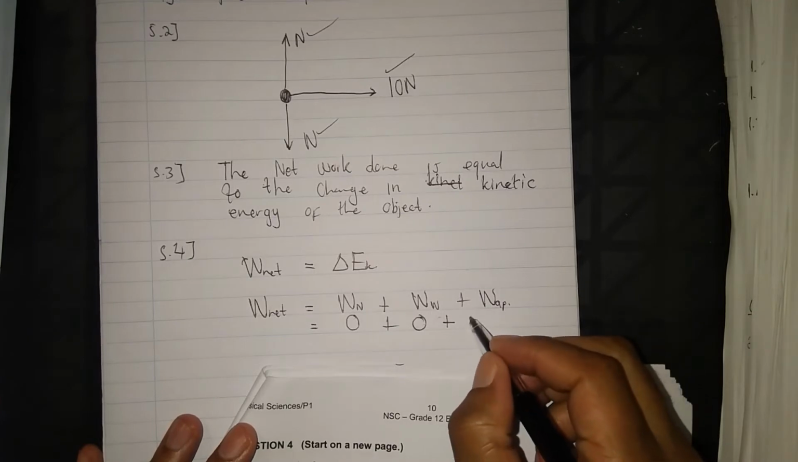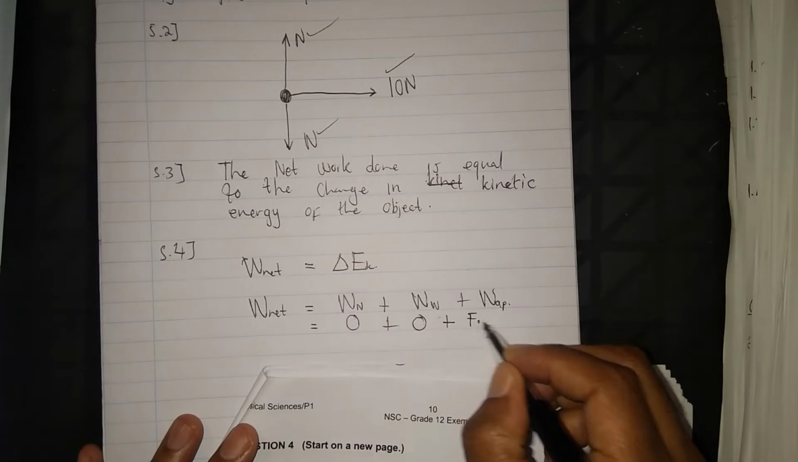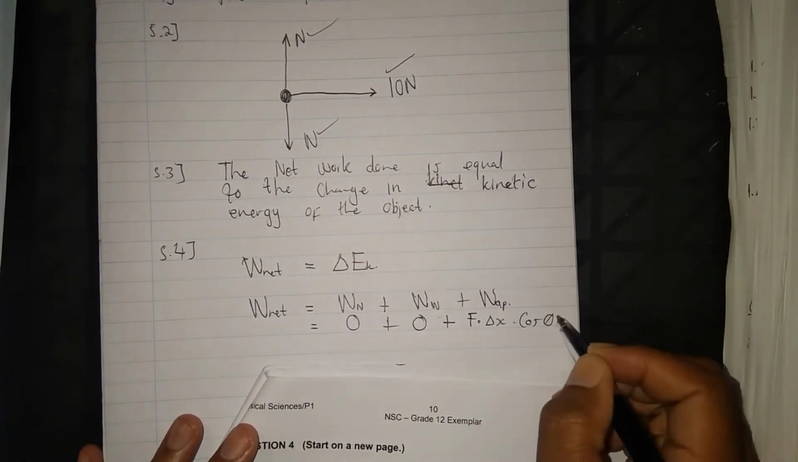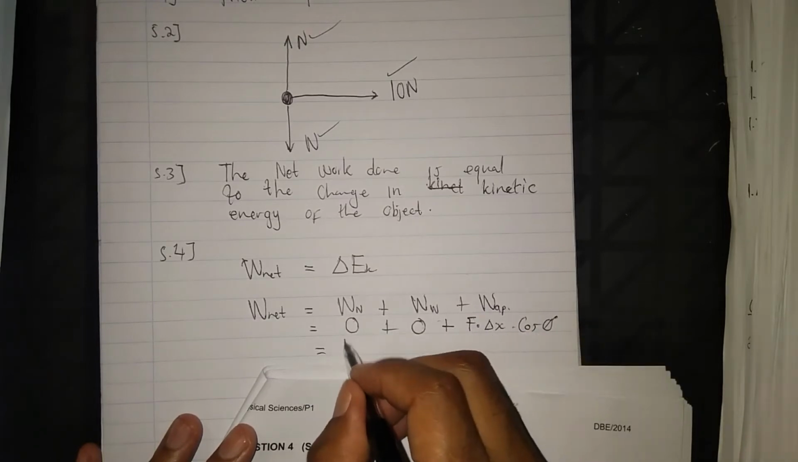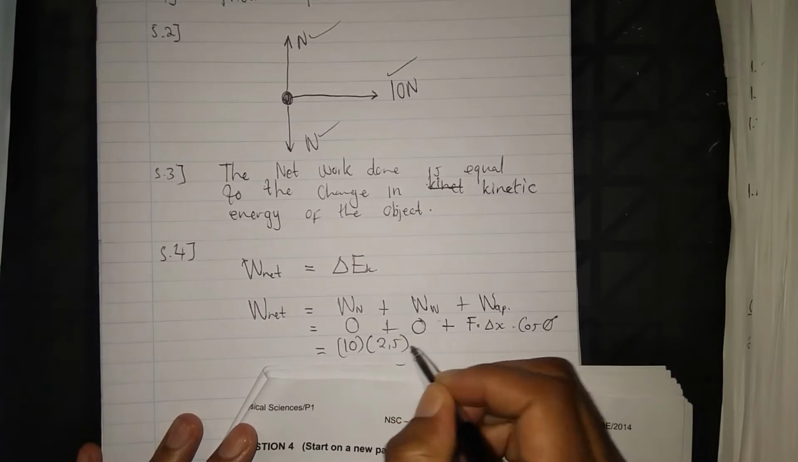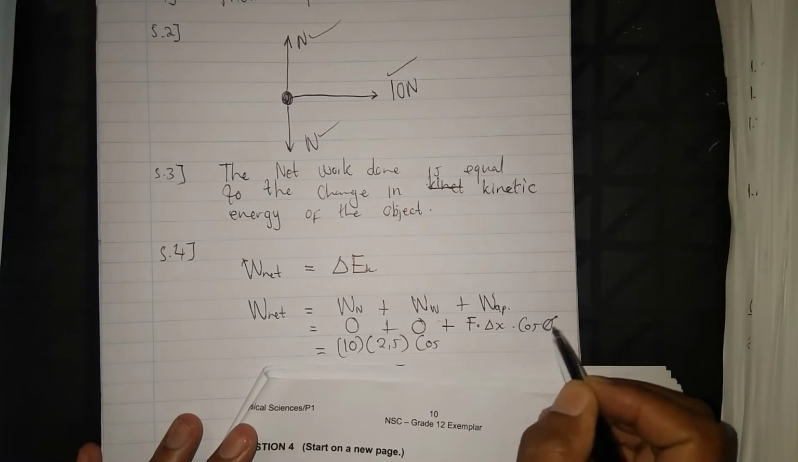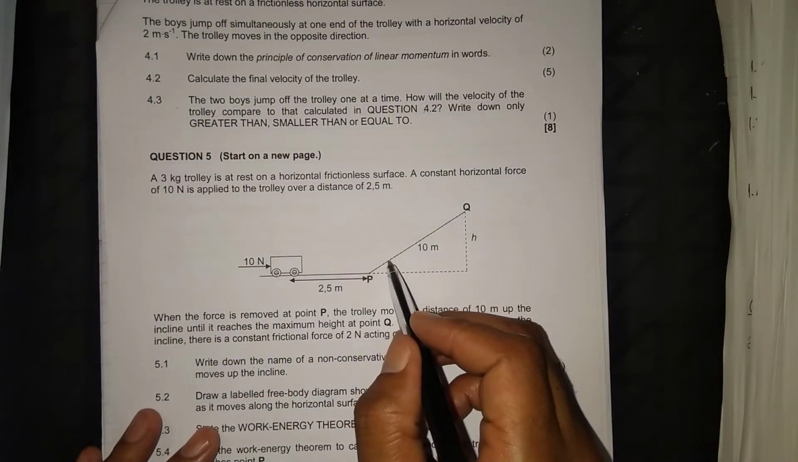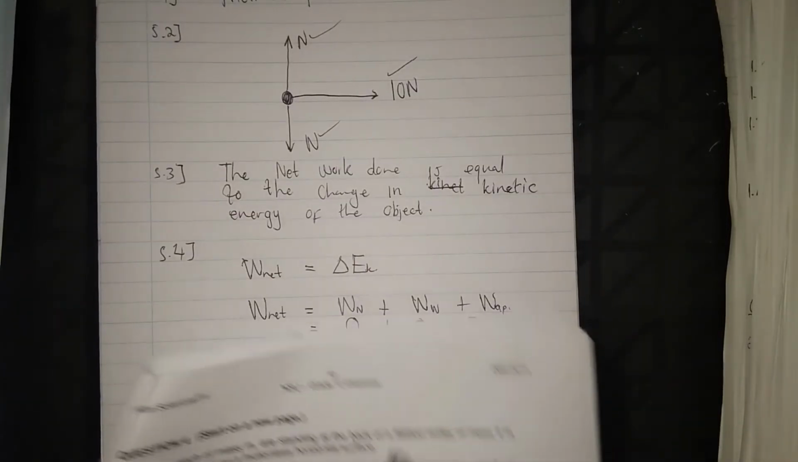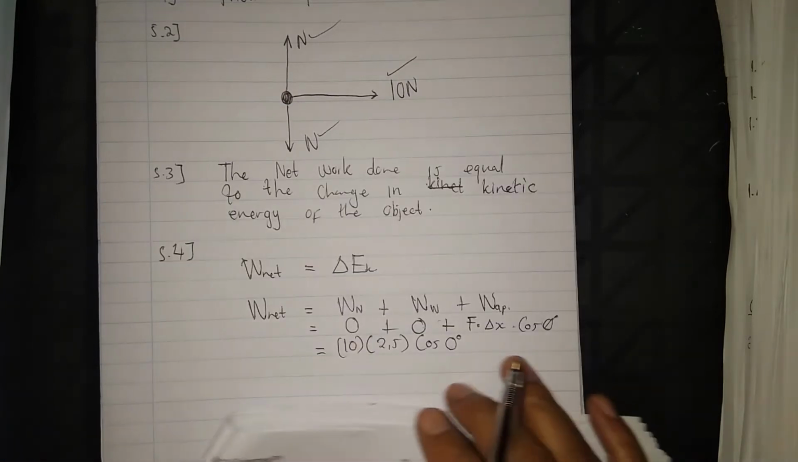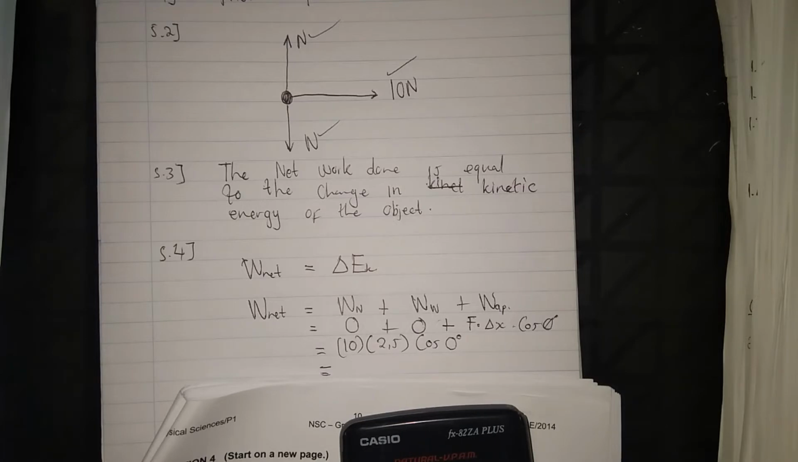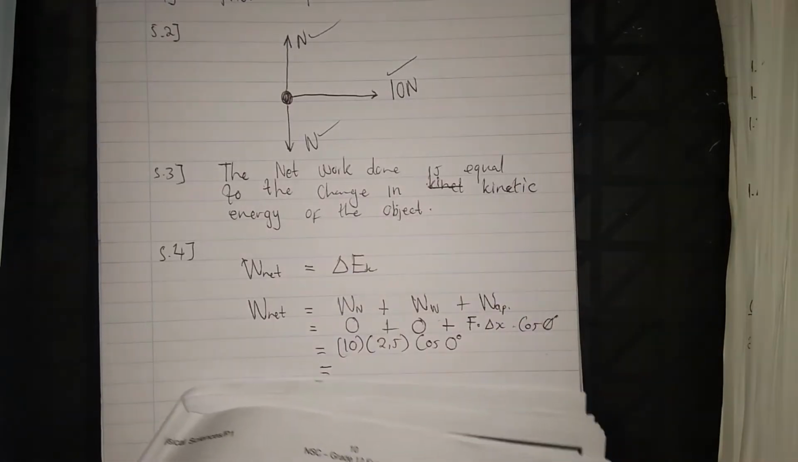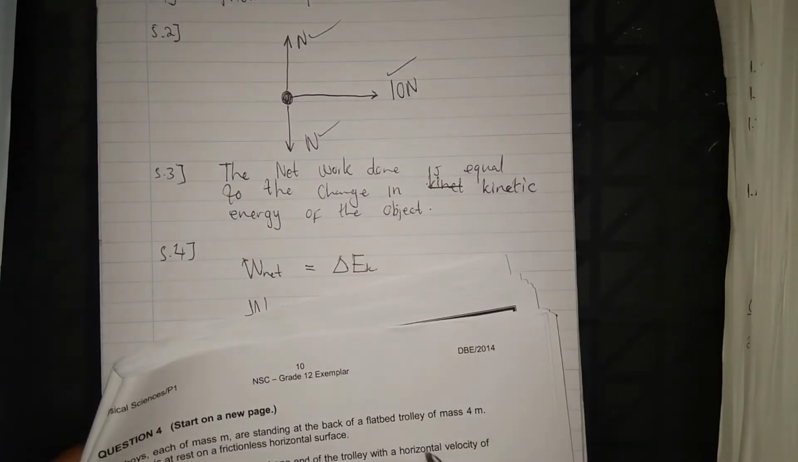The applied force: work done is force times delta x times cos theta. So we are left with only this formula. The applied force is 10, the distance is 2.5 on the horizontal surface, and then cos theta. Theta will be 0 degrees, because the force is in the direction of motion, so the angle between the 10 newton force and the direction of motion is 0 degrees. So net work is 10 times 2.5 times cos 0 degrees, which is equal to 25.